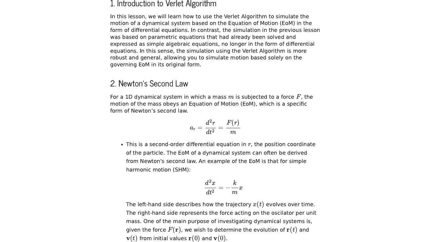A classic example is simple harmonic motion, where the second derivative of position x with respect to time t equals negative k divided by m, all times x. The left side describes how the trajectory evolves, while the right side represents the force per unit mass. Our main goal in studying such systems is to determine the position and velocity over time, given the force and some initial position and velocity.